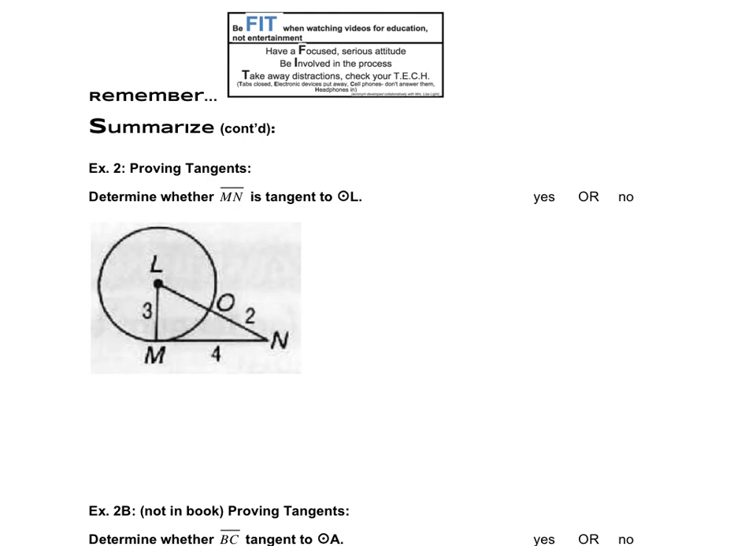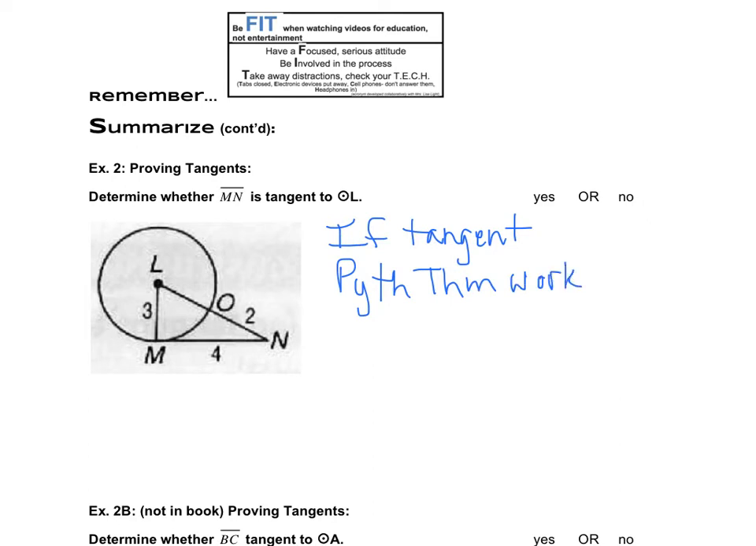On the next slide, we're going to be talking about proving whether a segment is actually tangent to a circle or not. And in that case, we are definitely going to want to use the Pythagorean theorem again. The idea is that if something is tangent, then we know that the Pythagorean theorem is going to work, meaning that we're going to get the same exact number on both sides of the equation, okay?